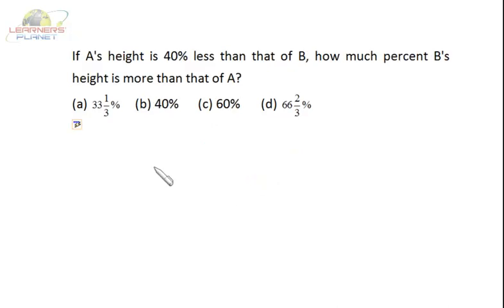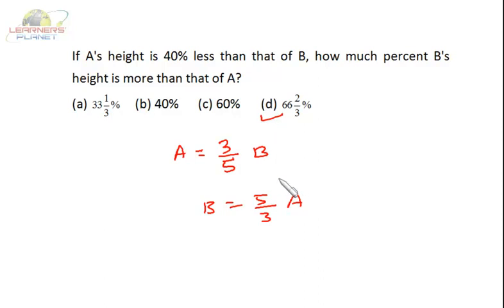Now similarly, if A's height is 40% less than that of B, that means A's height is 60% of B, that means A's height is 3/5 of B. 60% is 3/5. Then we have to find out how much percent B's height is more than that of A. That means B is equal to 5/3 of A. Now 5/3 means the extra is 2/3, and 2/3 is what? 66 2/3%. Isn't it? I'm sure you are clear.